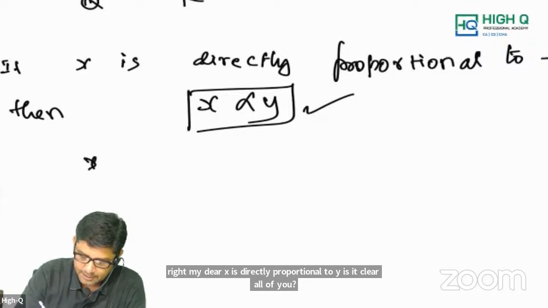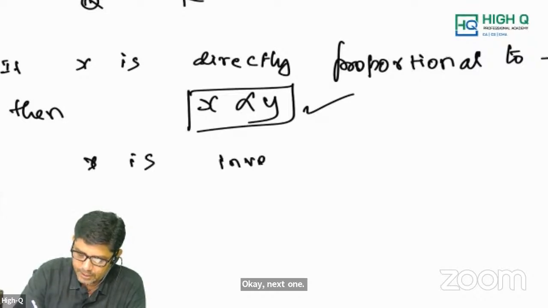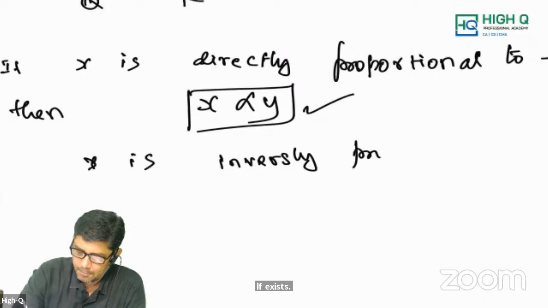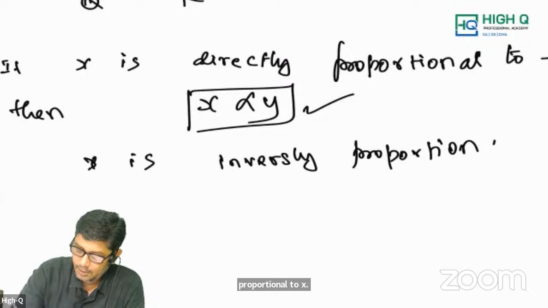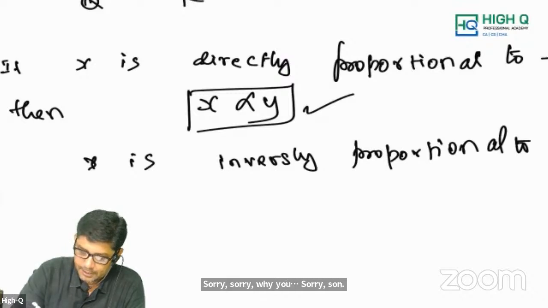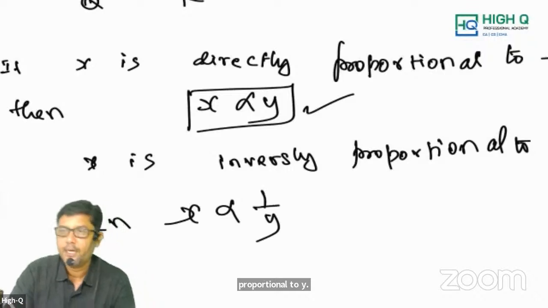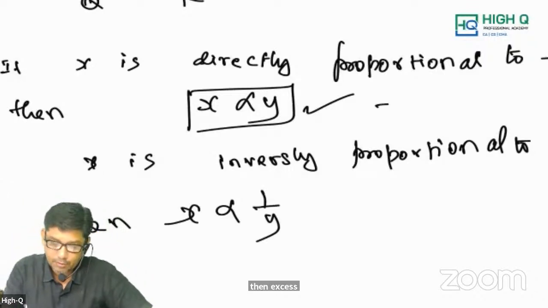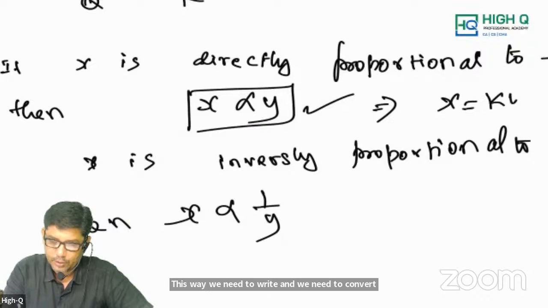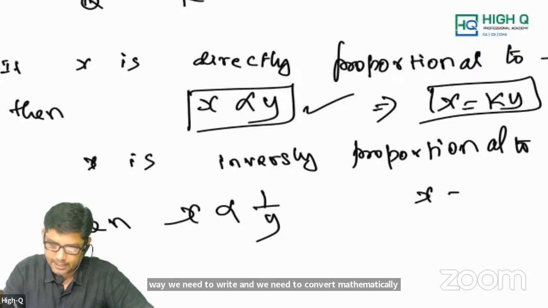If x is inversely proportional to y, this is the way we need to write it, and we need to convert it mathematically: x is equal to ky for direct proportion, and x is equal to k by y for inverse proportion.